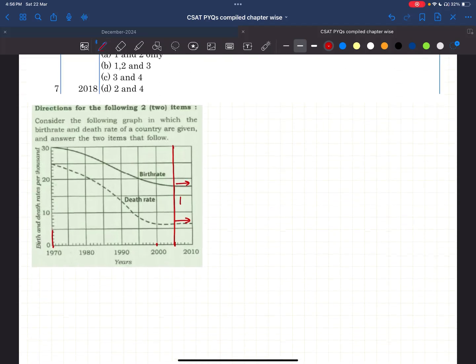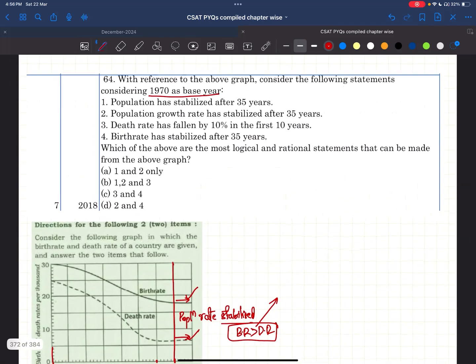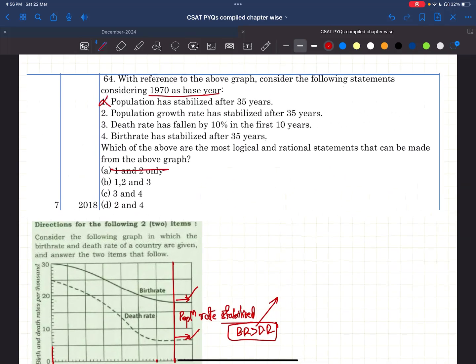No. Population growth rate has stabilized. Rate stabilized. Still the population is increasing only. The population growth rate is positive. See, the birth rate is more than the death rate, right? So there is population growth, but the growth rate is stabilized. Okay. Statement 1 is wrong. We'll remove these options.